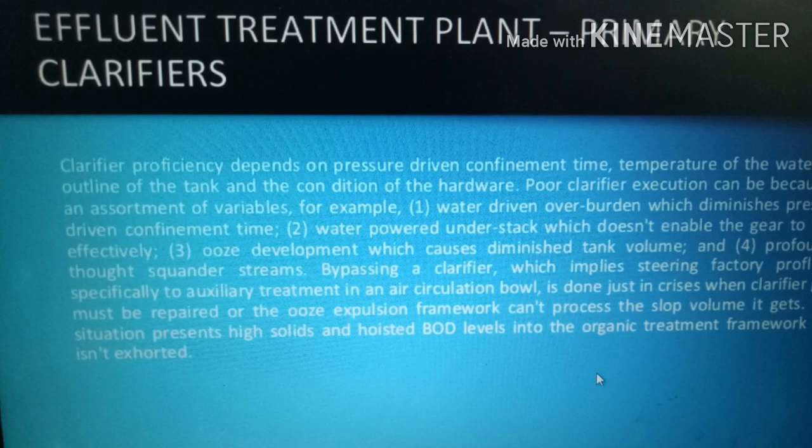Number four, highly concentrated waste streams bypassing a clarifier, which means routing primary effluent directly to secondary treatment or an aeration basin. This is done only in emergency when clarifier equipment must be repaired or the sludge removal system cannot process the sludge volume it gets, and the situation introduces high solids and biological oxygen demand levels into the biological treatment system and is not desirable.